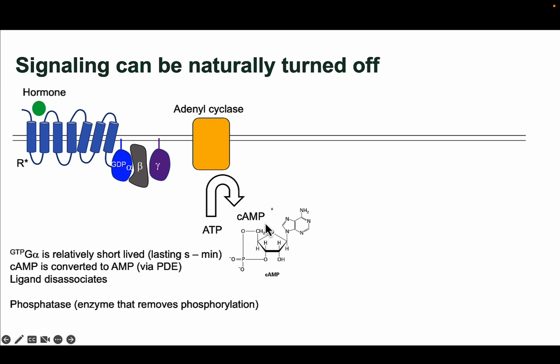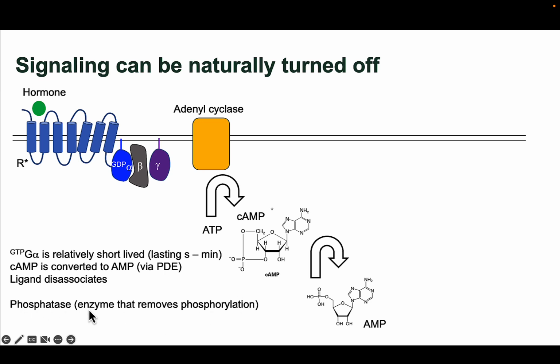The other way is that cyclic AMP can also be converted into an inactive product. So this is AMP, and you can see that the cyclic portion has gone away. And this happens via an enzyme. Also, the hormone or ligand can dissociate from the receptor, and this would change its shape back so that it wouldn't be able to associate with the trimeric G proteins. So these are some ways that this pathway can be naturally turned off.